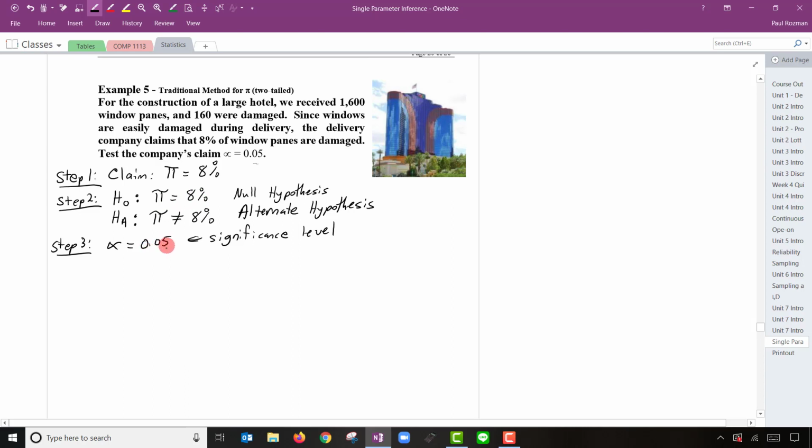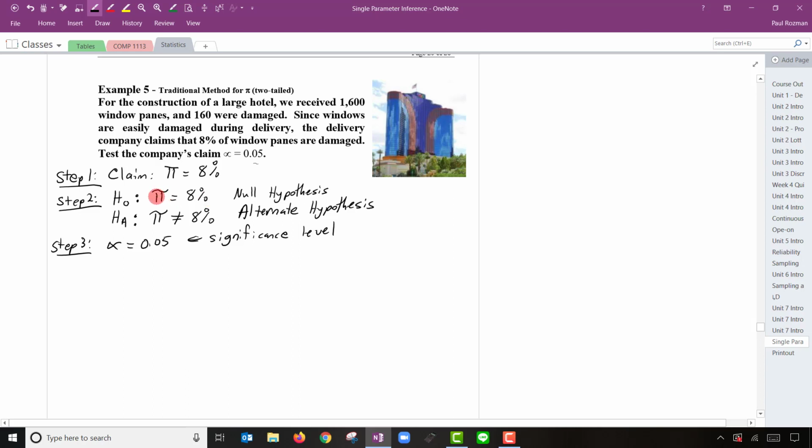You might say, why wouldn't we make it lower? Why wouldn't we make that 1% or 0.01% or 0.001%? Well, the consequence of making this too small would mean we'd raise the probability of making a different error. And that error would be failing to reject the null hypothesis when it's wrong.